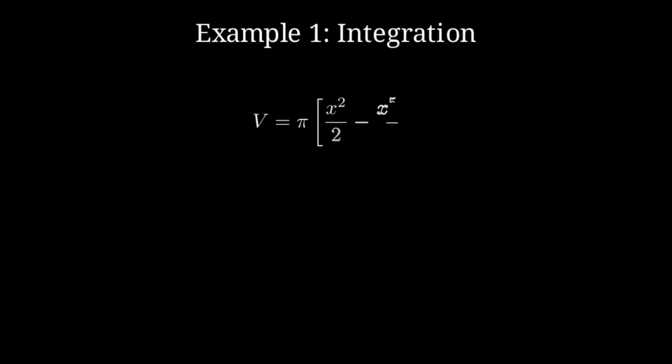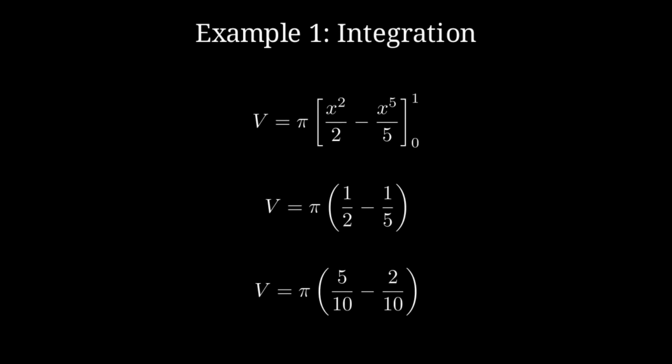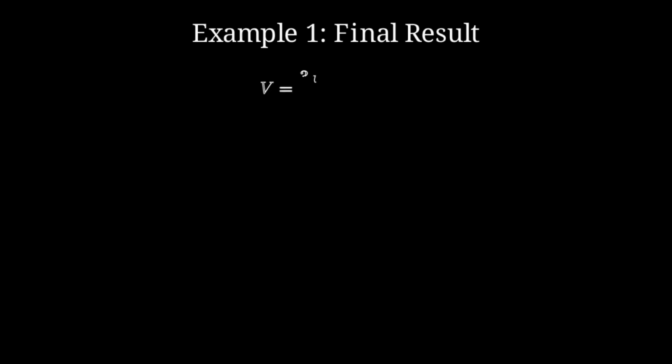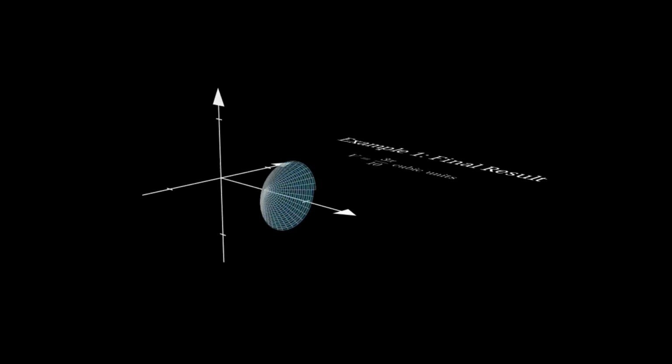We find the antiderivative of x minus x to the fourth, which is x squared over 2 minus x to the fifth over 5. Evaluating this from 0 to 1, we subtract 0 from the value at 1. This leaves us with 1/2 minus 1/5, multiplied by pi. The final calculation gives us a volume of 3 pi over 10 cubic units.